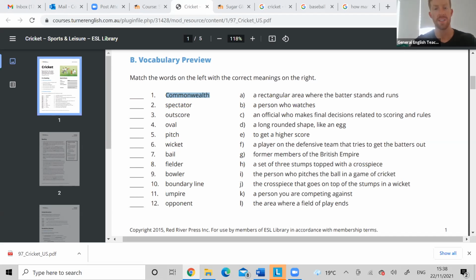And the reason why it's called the Commonwealth of Australia is because the English Queen is the head of state, the head of state. So there's no president. So for example, in Ireland, there's a president. In the USA, there is a president. What about your countries? Do your countries have presidents?